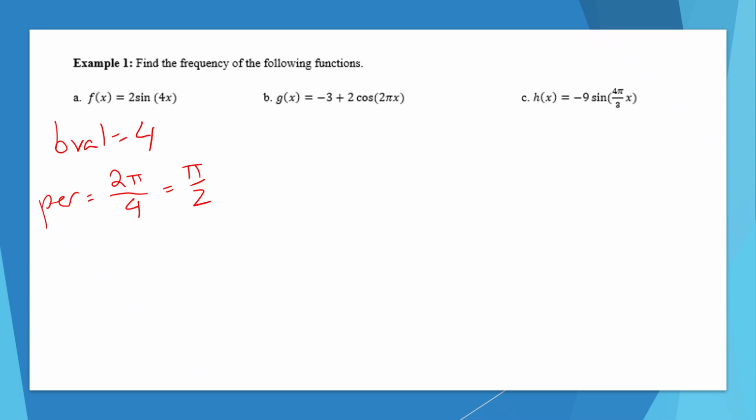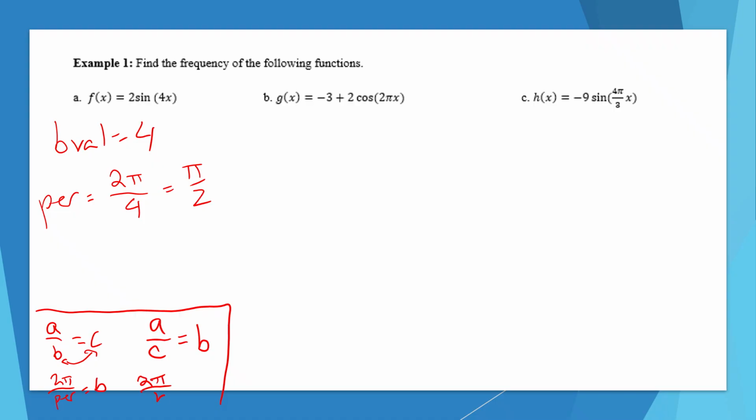And I'm going to go over this in class as well, but the reason why we can do that is, if you take a separate break from that, if you have fractions a over b equals c, then you can switch the denominator and the other side and say for a fact a over c is equal to b. That's kind of like what we're doing here. When you have 2 pi over the period equals your b value, we can switch those two and do 2 pi over your b value equals your period. So that is important to know.